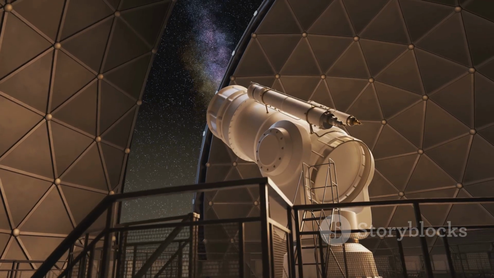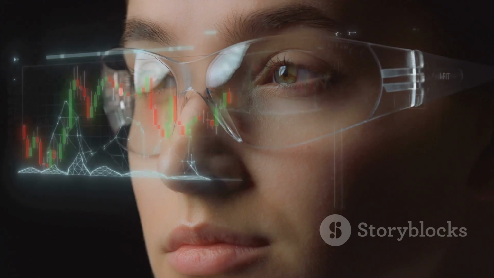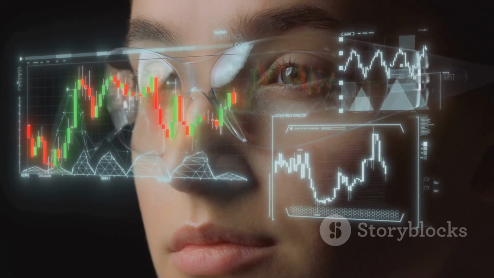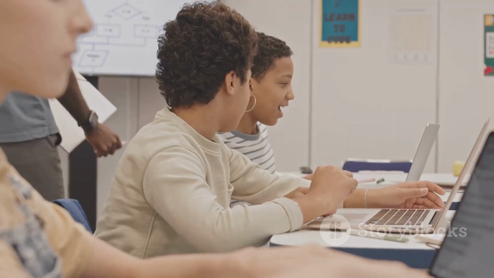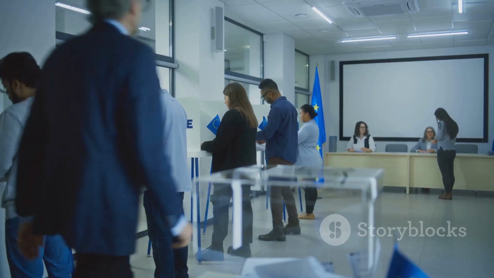Just as the telescope revolutionized our understanding of the cosmos, the Parliamentary Chromoanalyzer has the potential to transform our understanding of the political universe, paving the way for a more informed, engaged, and ultimately more democratic future.